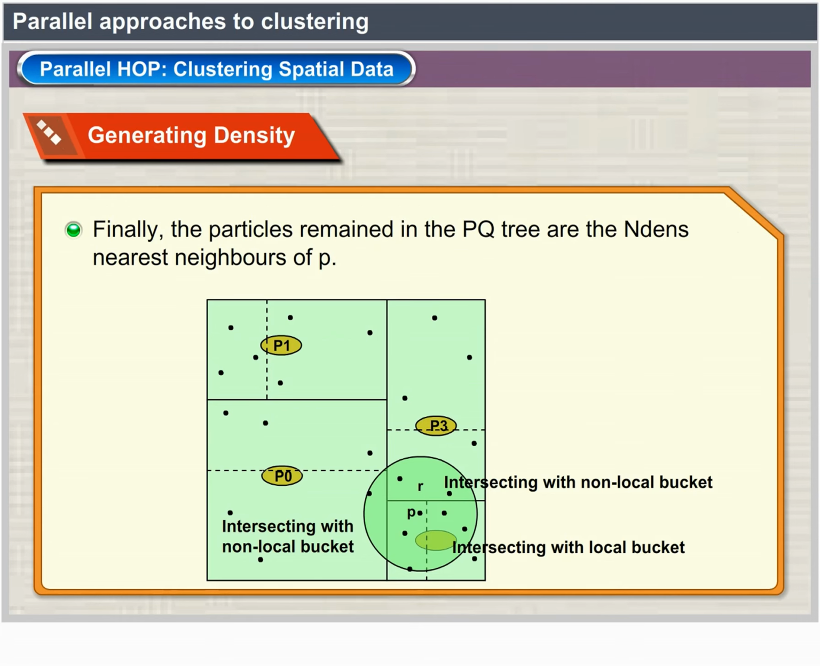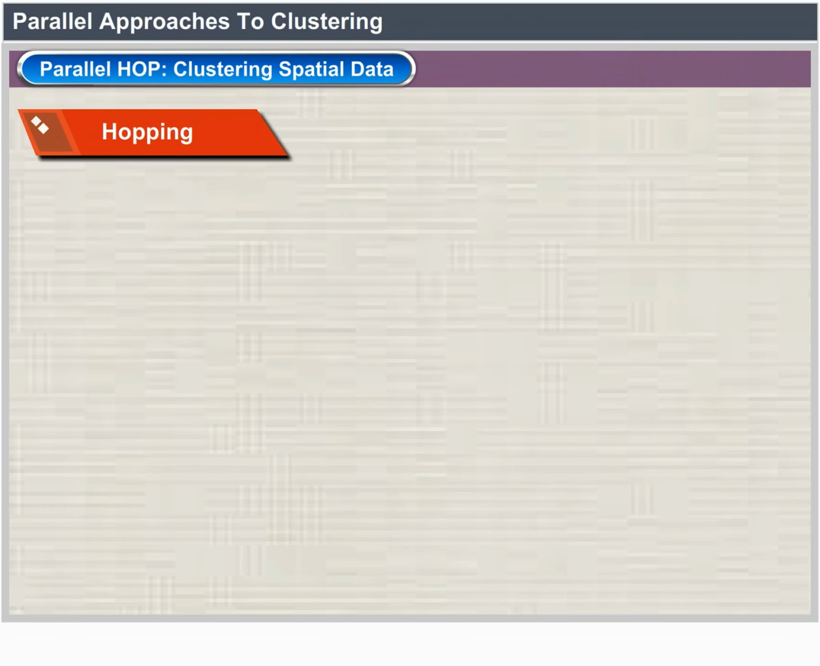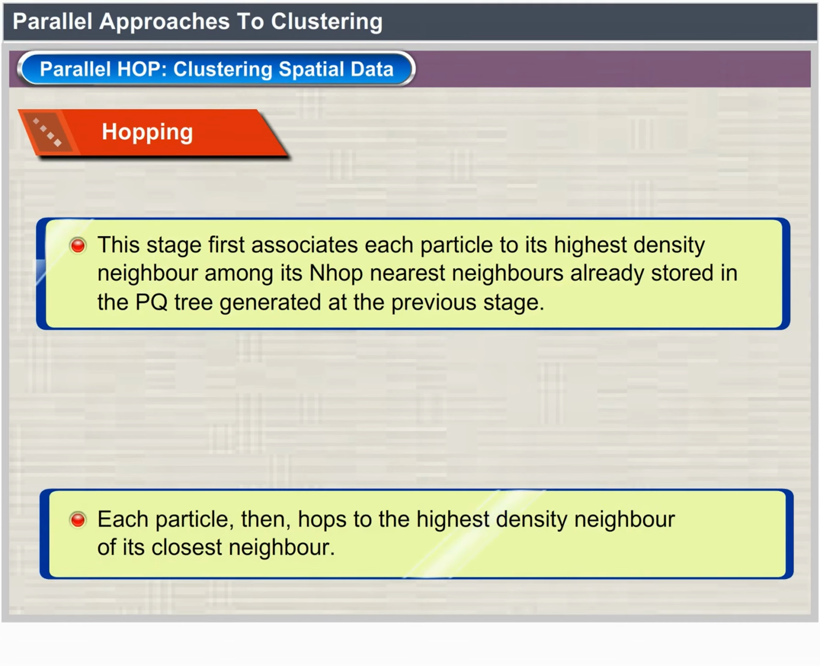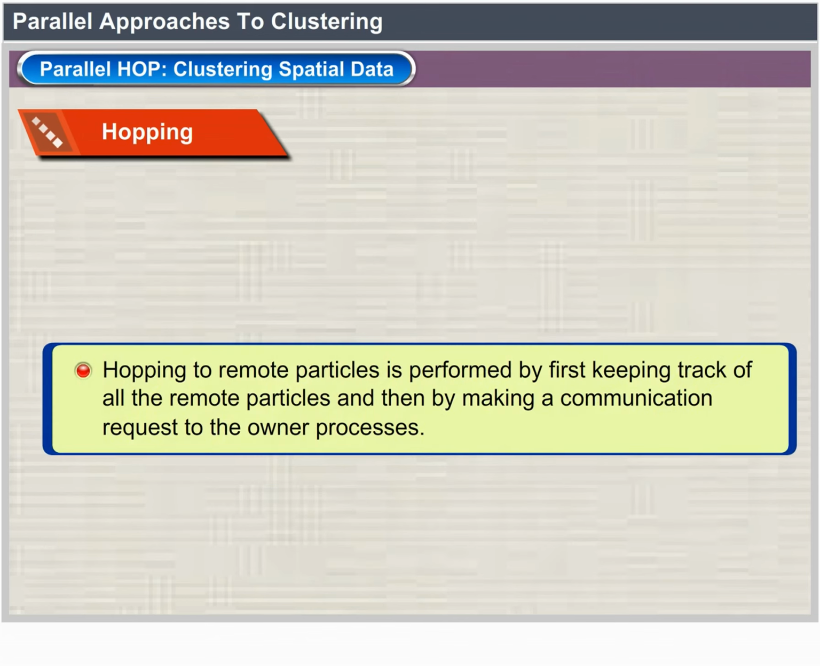Hopping. This stage first associates each particle to its highest density neighbor among its n-hop nearest neighbors that are already stored in the PQ tree generated at the previous stage. Each particle then hops to the highest density neighbor of its associated neighbor. Hopping to remote particles is performed by first keeping track of all the remote particles and then by making a communication request to the owner processes.